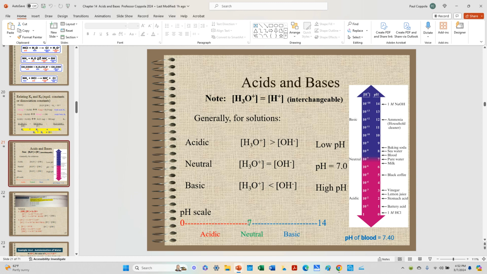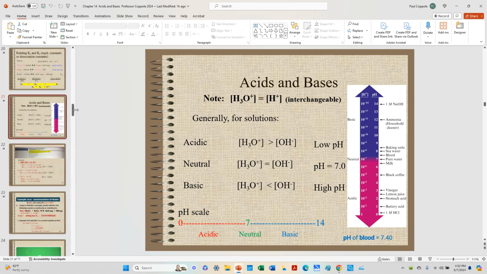And 7 is neutral. And here we can see the difference in hydronium and hydroxide concentrations in each of these situations. You don't need to know the specific pHs. That was just for illustrative purposes.